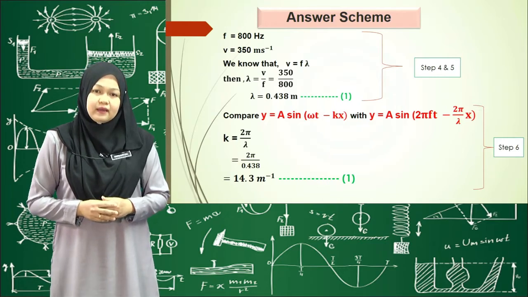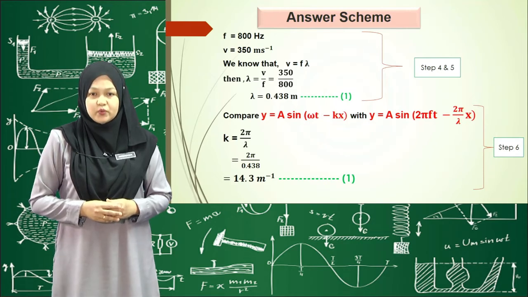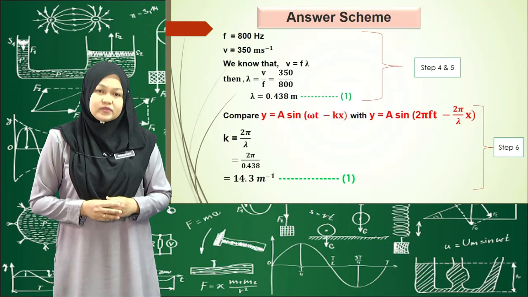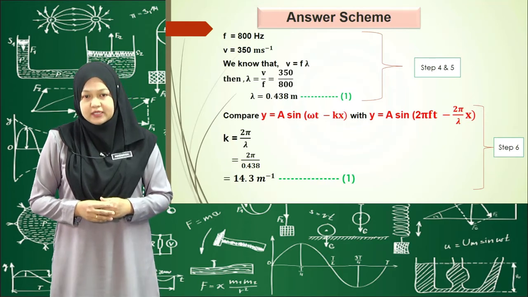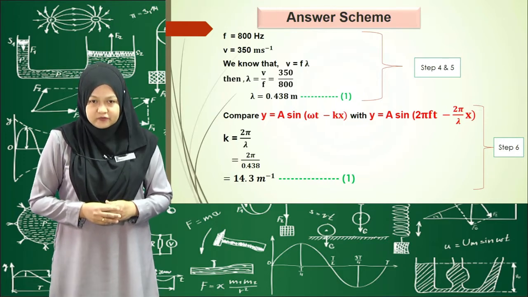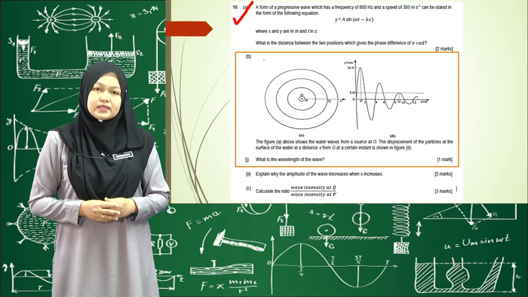After that, compare the equation from the question with the general equation. As you can see, the equation of k is 2 pi over lambda. From that, we substitute the value of lambda into the equation and we get the value of k is 14.3 per meter. We settle with 16a, then we continue with question number 16b.